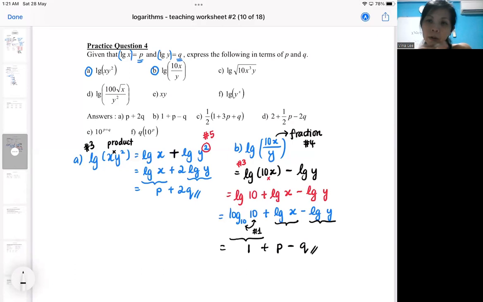So it is a work backwards. So you got to recognize log of a product, or you got to recognize log of a fraction.